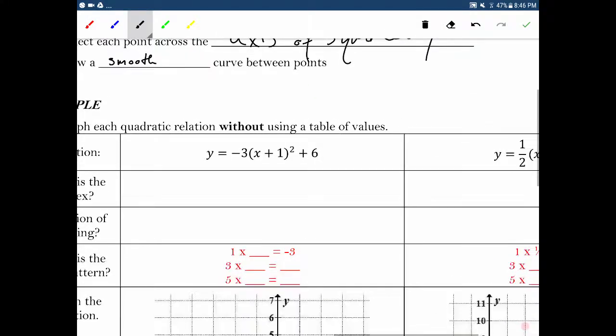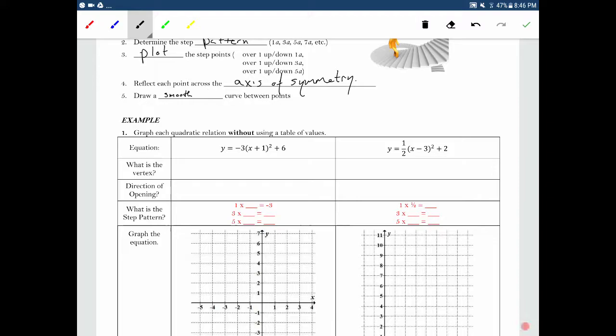Okay? So, here we've got a couple examples. First of all, we're going to graph it without using a table of values, because that's the idea here. You don't want to have to use a table of values. Tables of values take forever. This is a much faster, much more efficient way to do it.